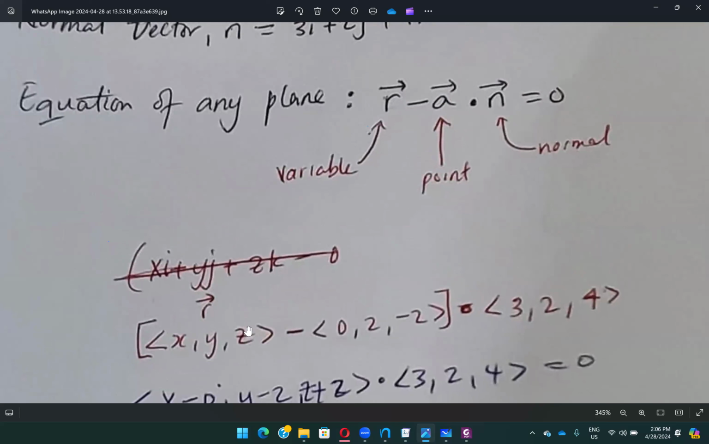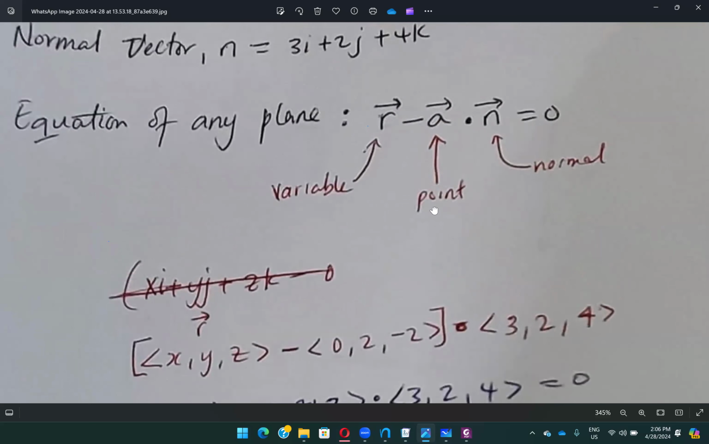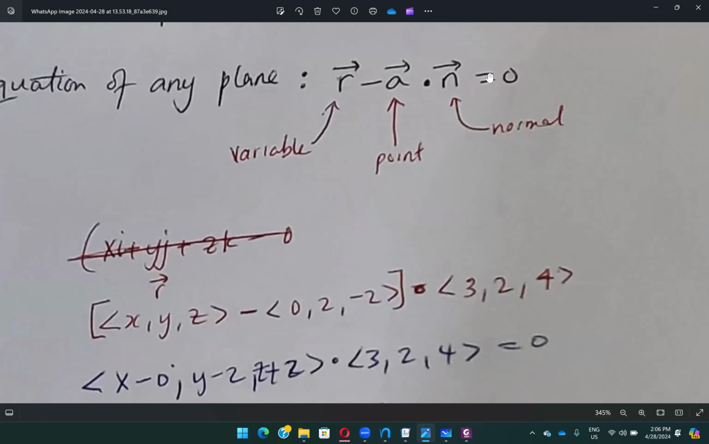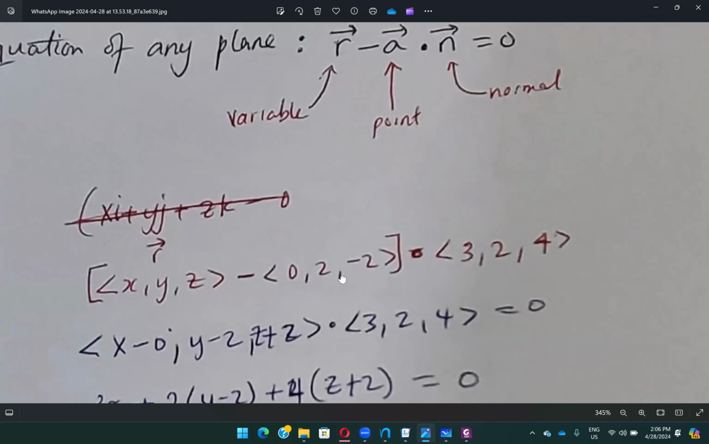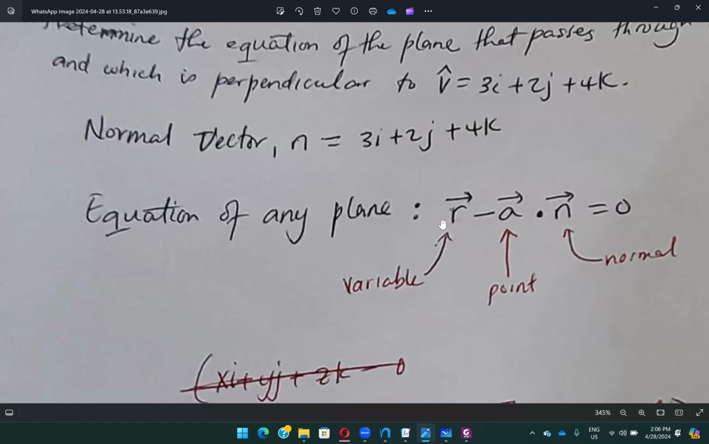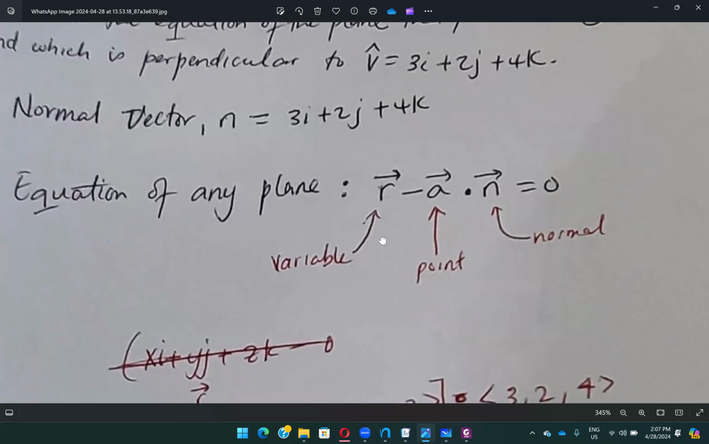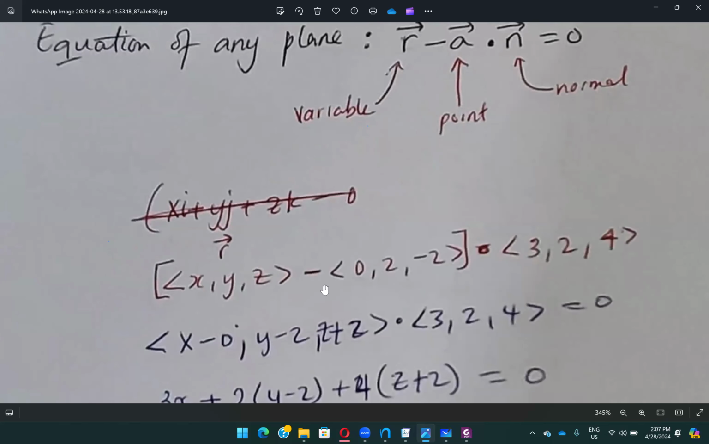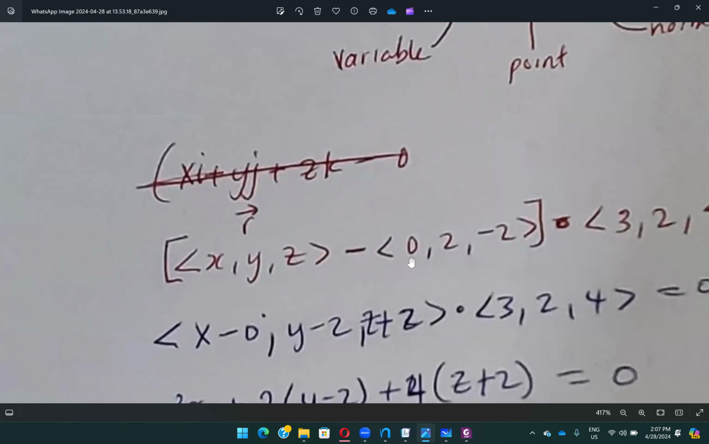This is a point defined by X, Y, and Z that we don't know yet. We don't know what that point is yet. Minus the point that we do know on the plane, which is 0, 2, -2, right? Right here. Then we're going to do the dot product with the normal, which they said is perpendicular. Remember, the normal and the perpendicular is the same thing. And the normal is 3i plus 2j plus 4k. So rewrite that in this form, the vector form. Since it's in brackets, you have to do the in bracket section first, right?